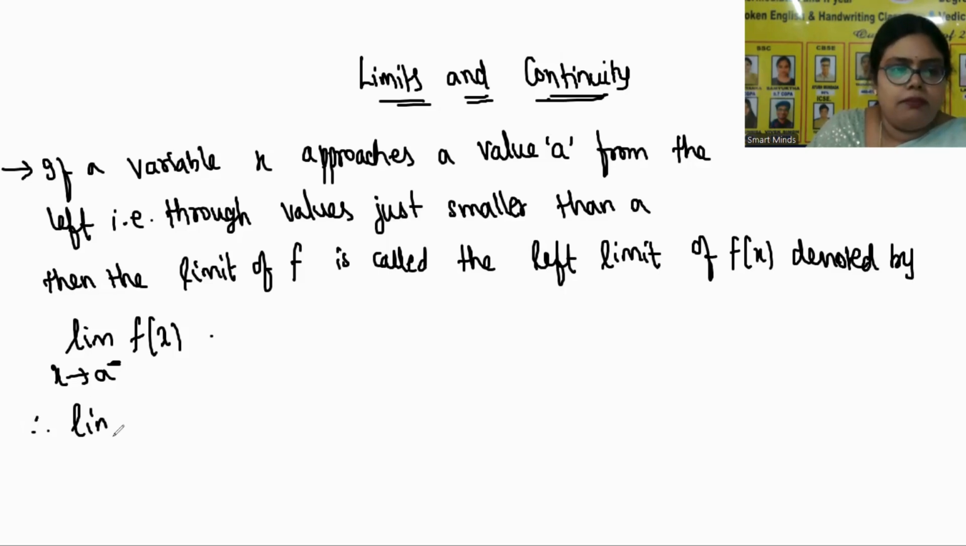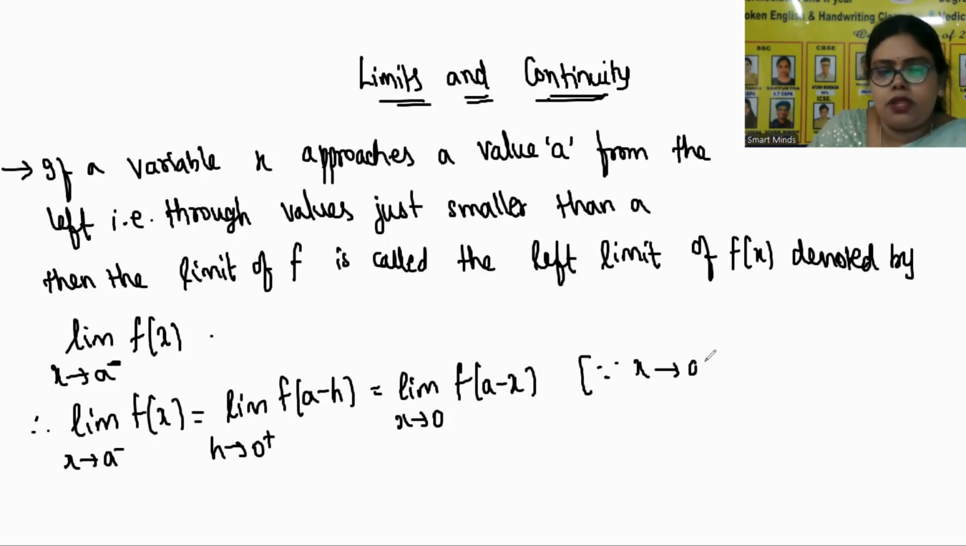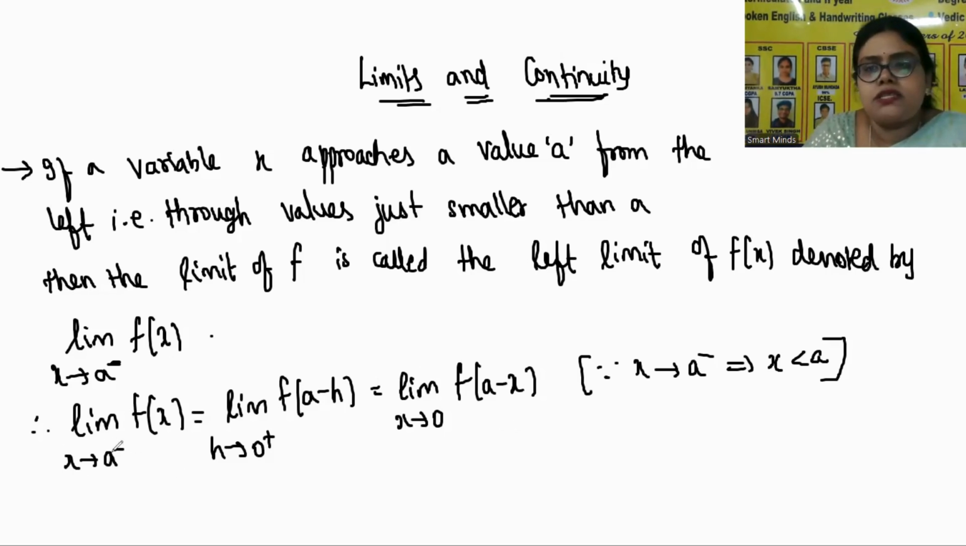Therefore, limit x tends to a minus f of x is equal to limit h tends to 0 plus f of a minus h, which is equal to limit x tends to 0 f of a minus x. Why? Since x tends to a minus, which implies x is less than a. So what do we mean by x tends to a minus? It means x is slightly smaller than a.